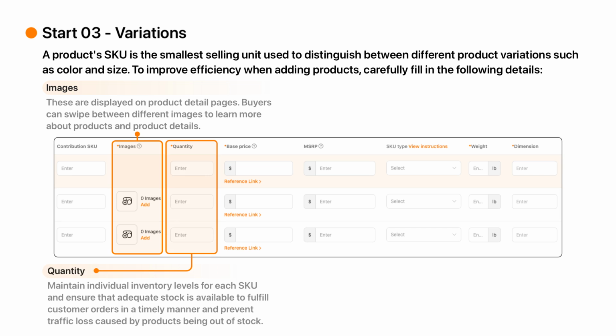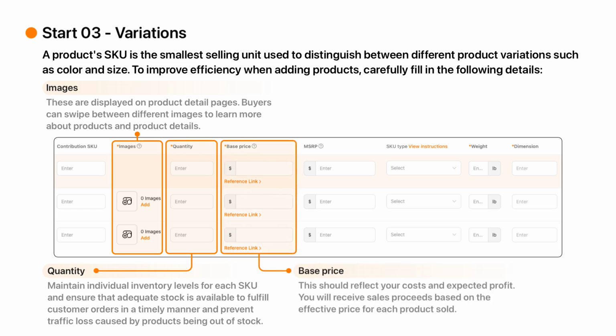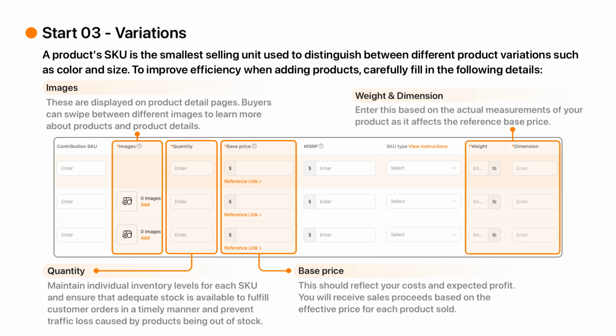Quantity. Maintain individual inventory levels for each SKU and ensure that adequate stock is available to fulfill customer orders in a timely manner and prevent traffic loss caused by products being out of stock. Base price. This should reflect your costs and expected profit. You will receive sales proceeds based on the effective price for each product sold. Weight. Enter this based on the actual measurements of your product as it affects the reference base price.